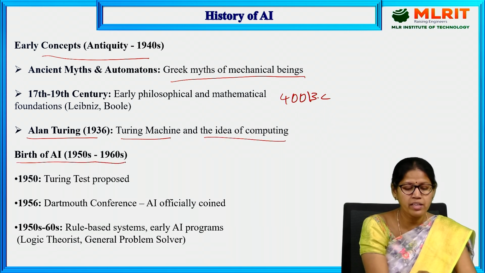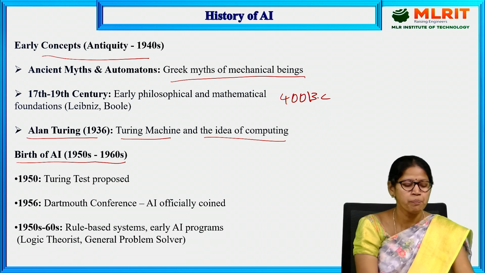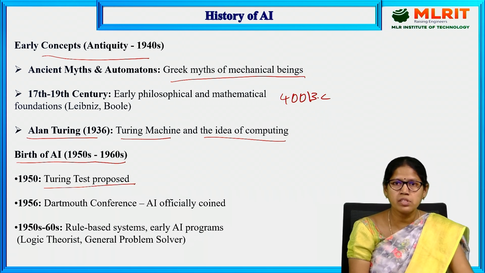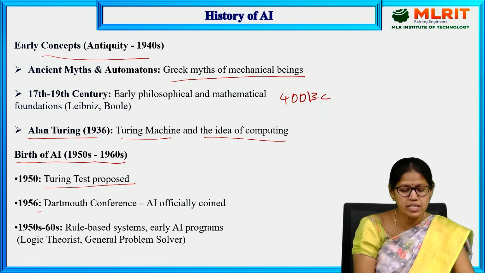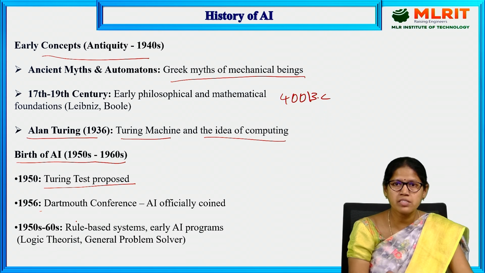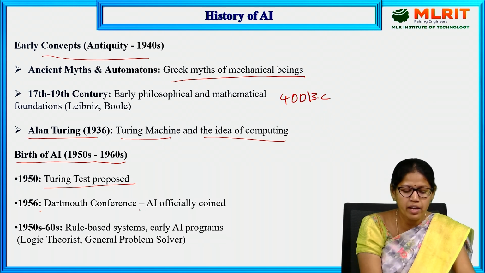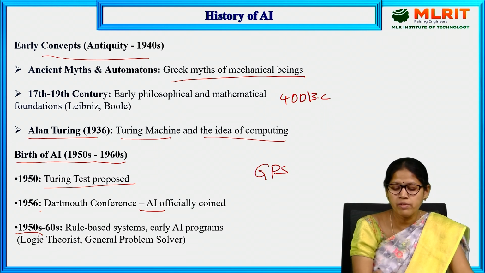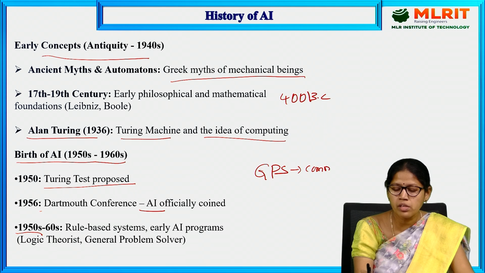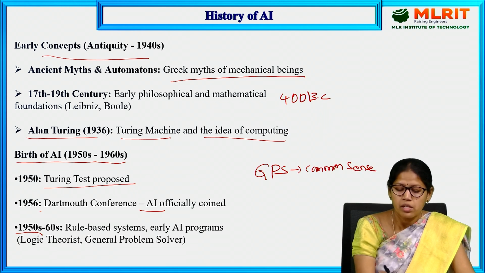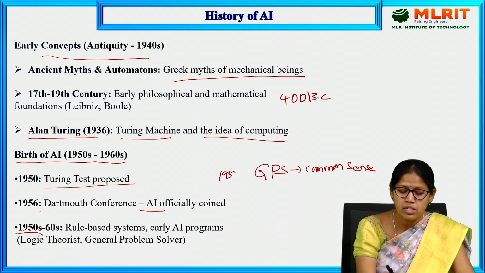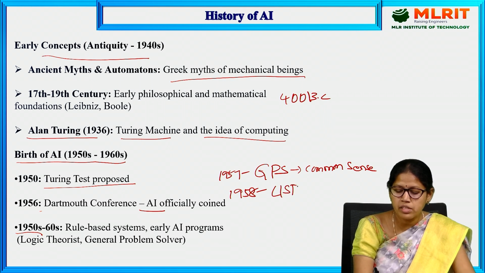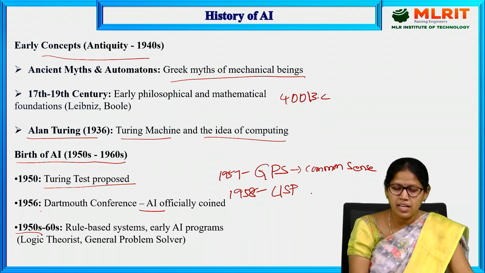Next, the birth of AI is in the period of the 1950s to 1960s. In 1950, Turing proposed the Turing test. In 1956, John McCarthy organized a conference on machine intelligence. From that time onwards, AI was officially coined. Next, in the 1950s to 1960s, the first program of artificial intelligence was GPS, General Problem Solver, which required common sense to solve problems. In the year 1958, the famous programming language Lisp, the list processing language, was proposed.